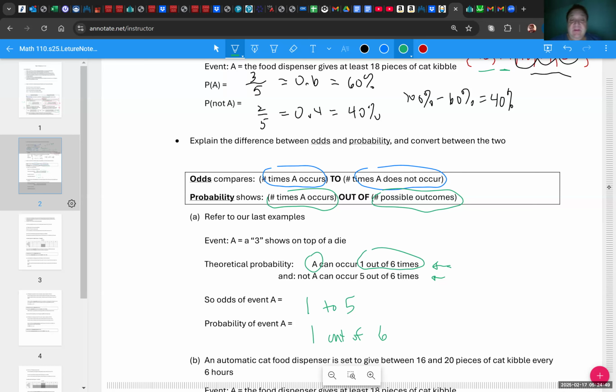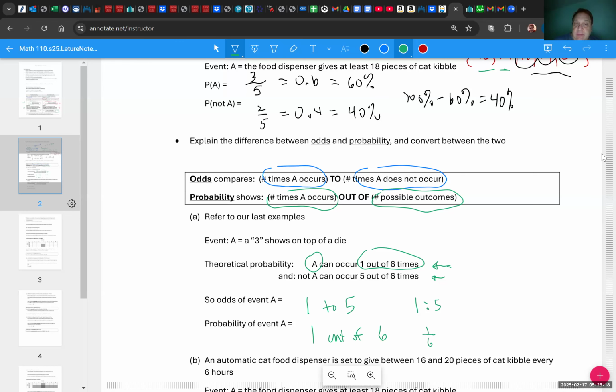Sometimes they write odds like 1:5. That's just an abbreviation for 1 to 5. Even if you see 1:5, you're supposed to read it as 1 to 5. The colon is just the abbreviation sometimes used. And 1 out of 6, as you've seen before, is oftentimes abbreviated as a fraction. So this would be 1 out of 6 or 1/6 of the time. All right, so that's the difference between odds and probability.